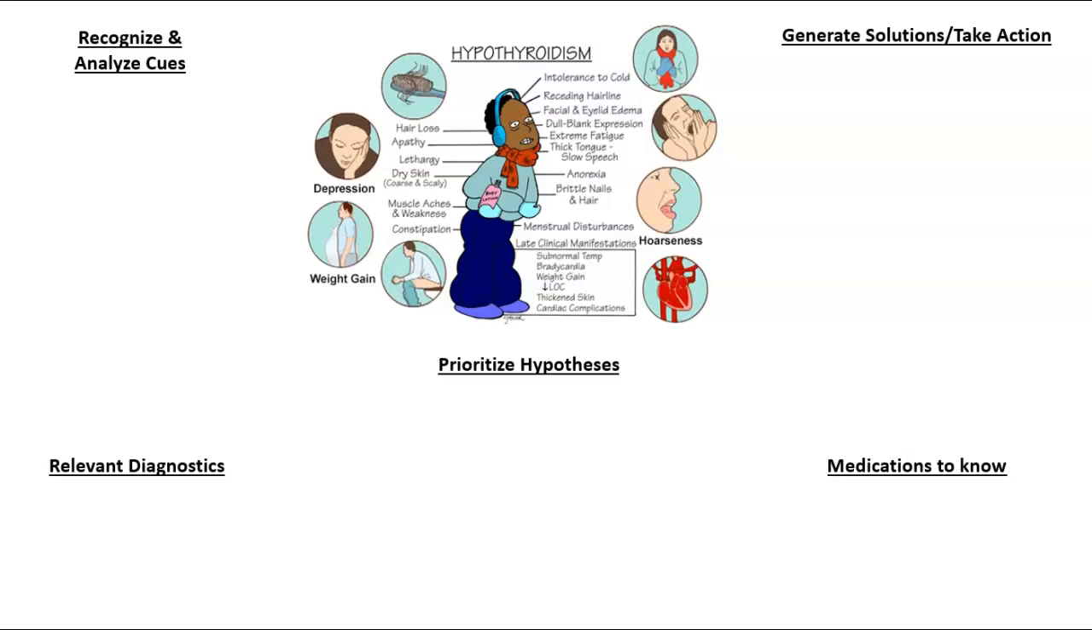So not too much to talk about under hypothyroidism. Remember, the biggest complication is myxedema coma. Be on the lookout for that guy. Know levothyroxine, reasons to give it, reasons to hold it. And you'll do well. All right, that's the end of the thyroid disorders.